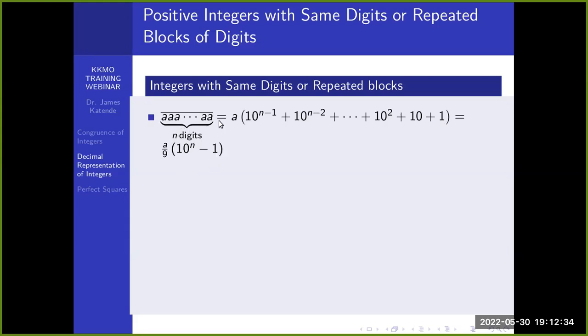So this number can be represented in this form by just taking advantage of the decimal representation and then using our knowledge of the sum of a geometric series, the partial sum up to the nth term. I hope that makes sense.